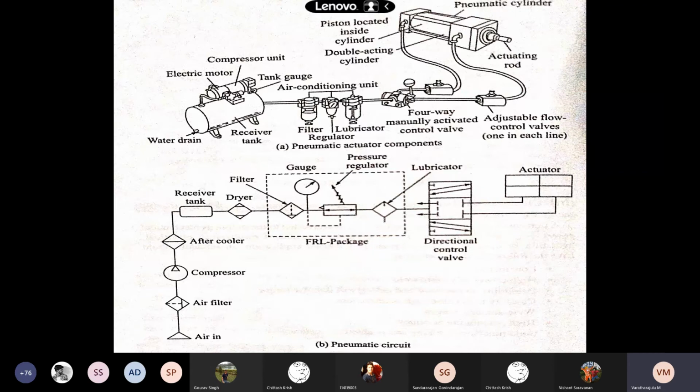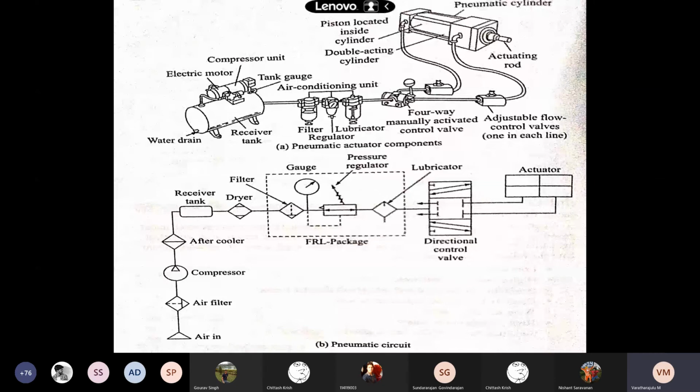And see here, they are mentioned: the air conditioning unit, sometimes called the air treatment unit. After the inlet air is compressed, the excess moisture and heat are removed from the air with an air treatment unit. Once we compress the air, the pressure increases, and it might also increase the temperature, and therefore that has to be removed. And that is what the air treatment or air conditioning unit will do.